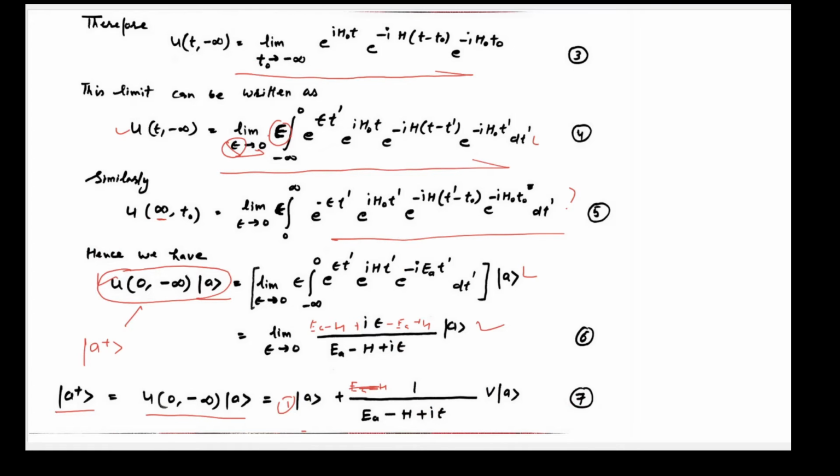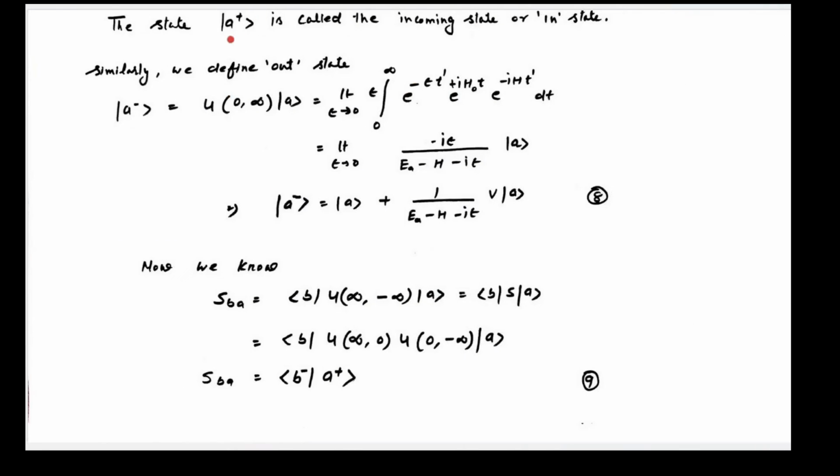So this A plus state is called incoming state, and similarly we can define outgoing state, or out state. Out state is represented by A minus. In ket form it will be from 0 to infinity A, will equal to this, and after solving it we get this. Similarly we will solve it and we will get this.